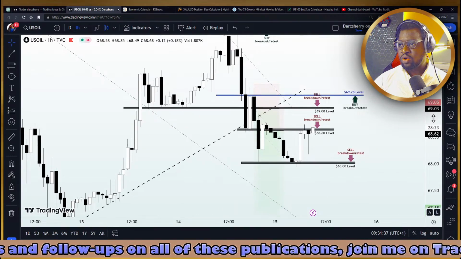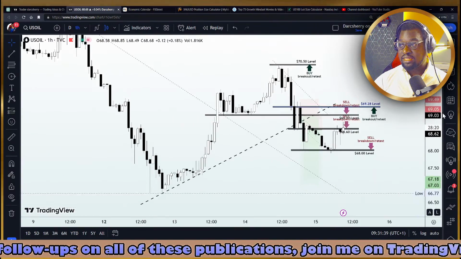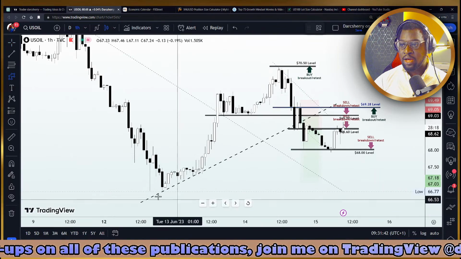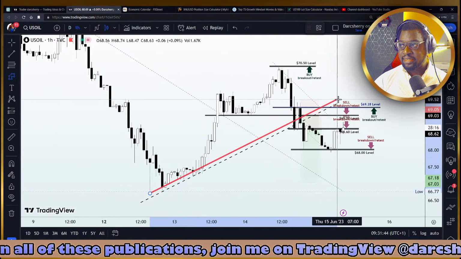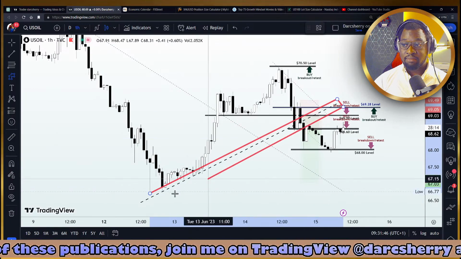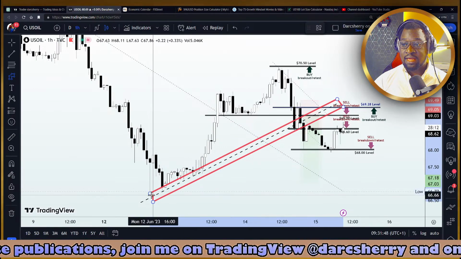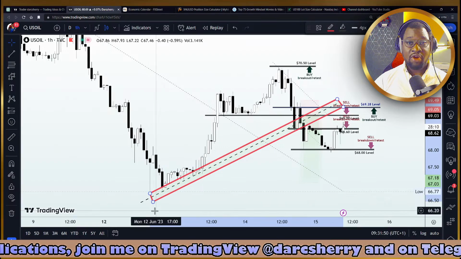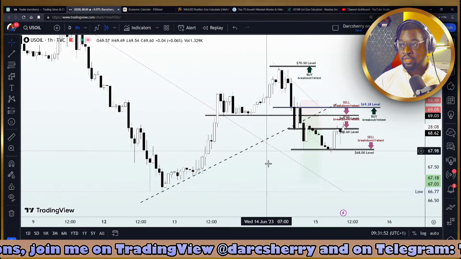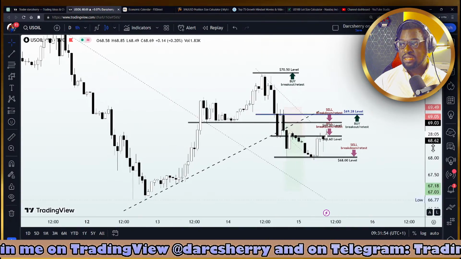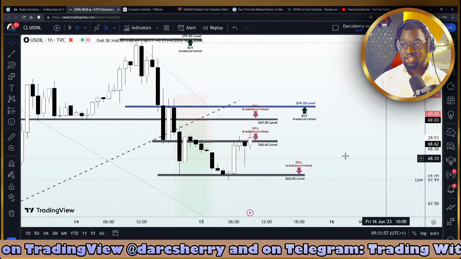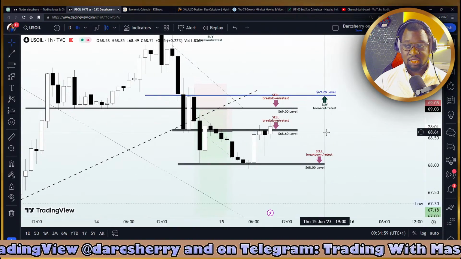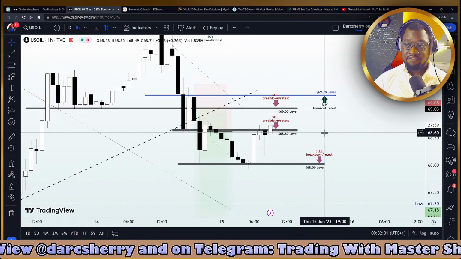So right here on the US oil, we can see that price action has finally broken down this bullish trend line. So will this breakdown persist? That is, we will see, are we going to continue seeing price action below this trend line going forward? Well, we have key levels that we have identified on this chart that we are going to be using to guide our trading activity for today.